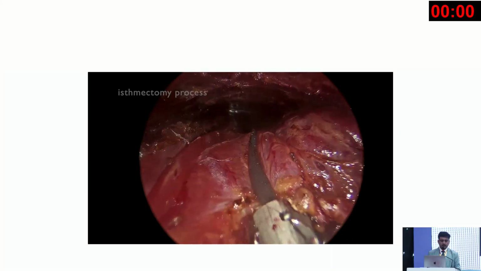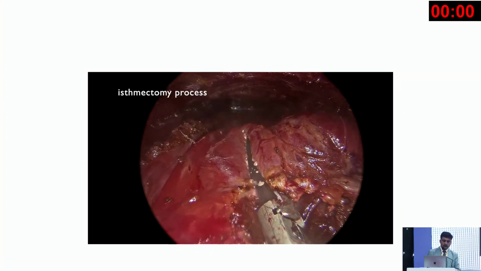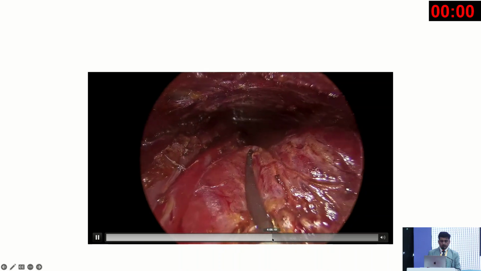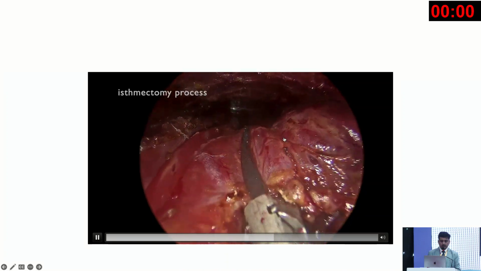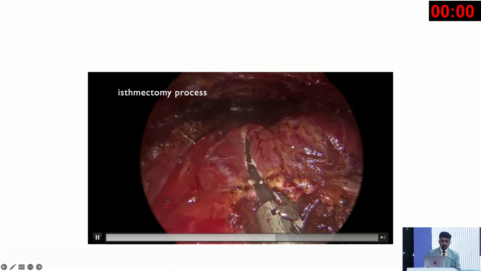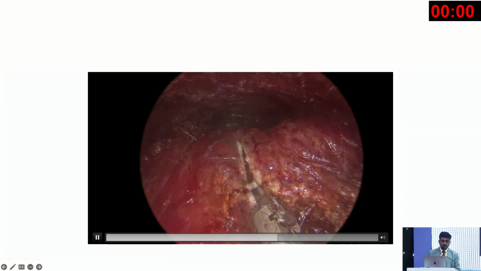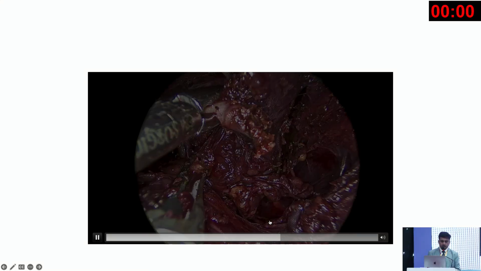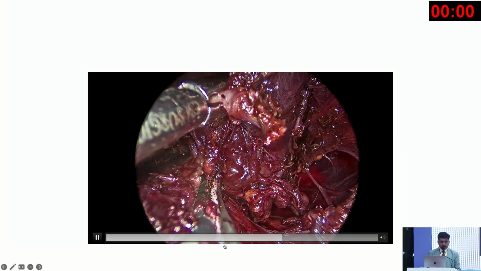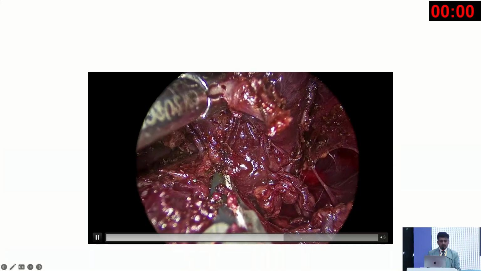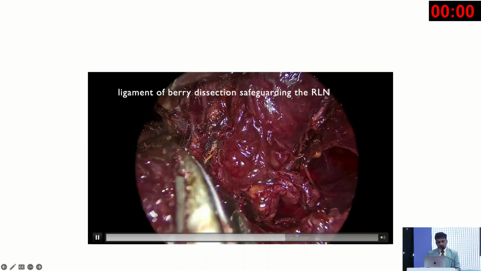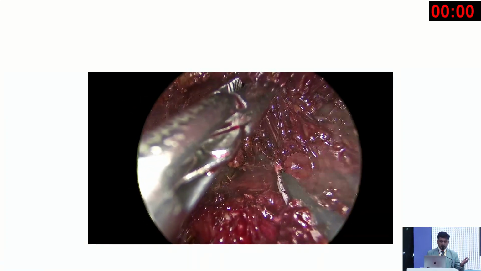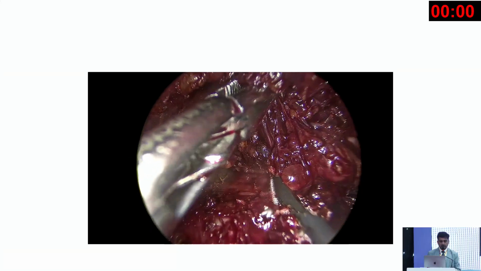So now I am doing the isthmectomy, so I am going beyond the midline towards the opposite lobe. That's the midline isthmus joining the nodule. So I am keeping a soft tissue margin, or thyroid margin cuff, onto the nodule side. Now that's the Berry's ligament which is holding the thyroid to the trachea. So I know that my nerve is here. Safeguarding that nerve, I can easily remove the rest of the thyroid which is attached to the ligament of Berry.